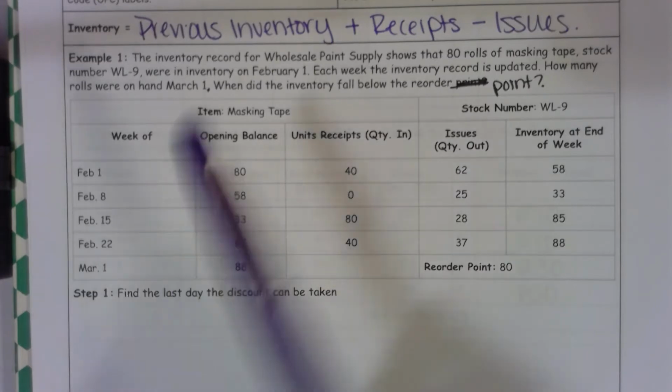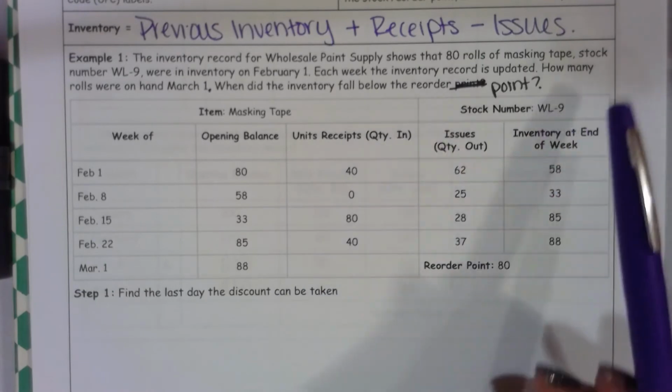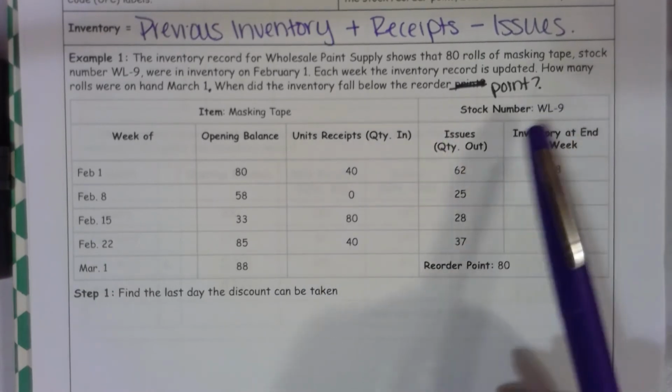So it's a stock number, WL9. So instead of seeing masking tape, you might see it as WL9. So that's what you've got to order off of. These are the weeks.